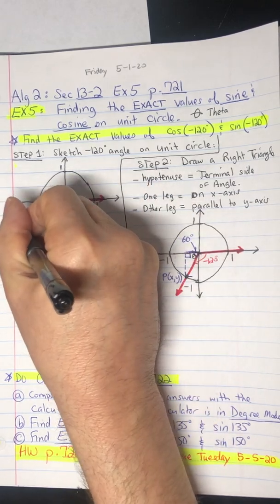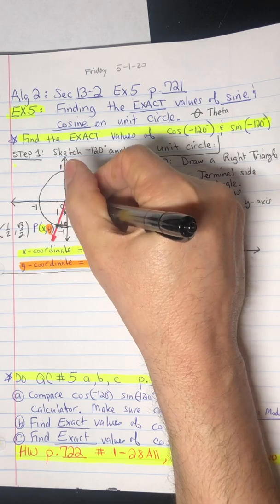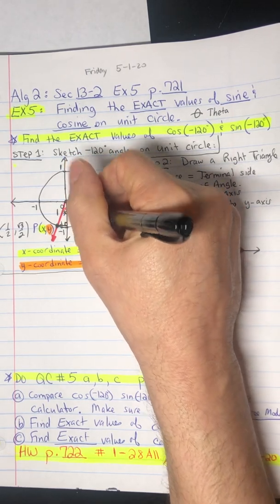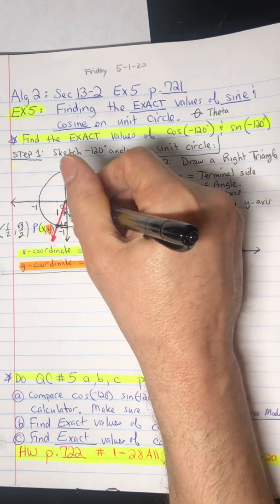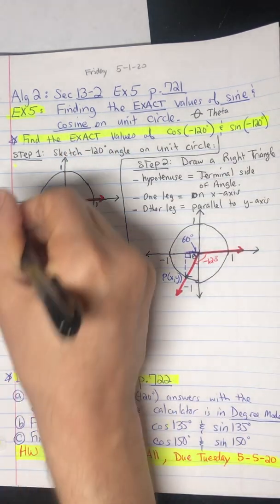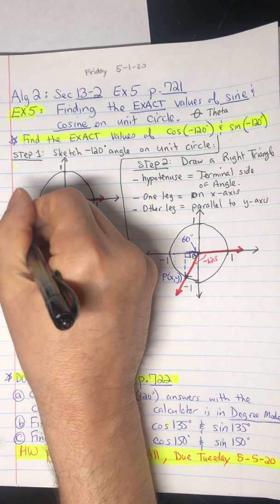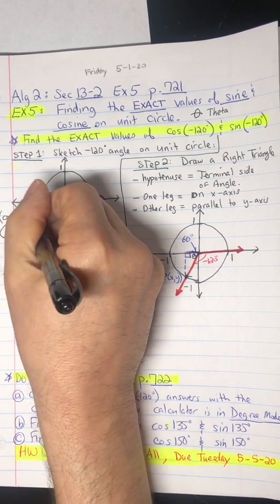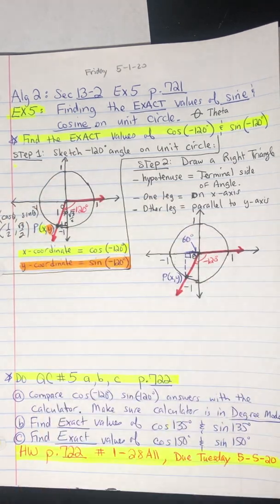That's the y-coordinate. Why is it the y-coordinate? Because it's the vertical length of this triangle. The horizontal length is the x-coordinate. The vertical length is the y-coordinate. Isn't this the cosine of theta? Isn't this going to be the sine of theta? Perfect. Now that I have that, I've got my answers.